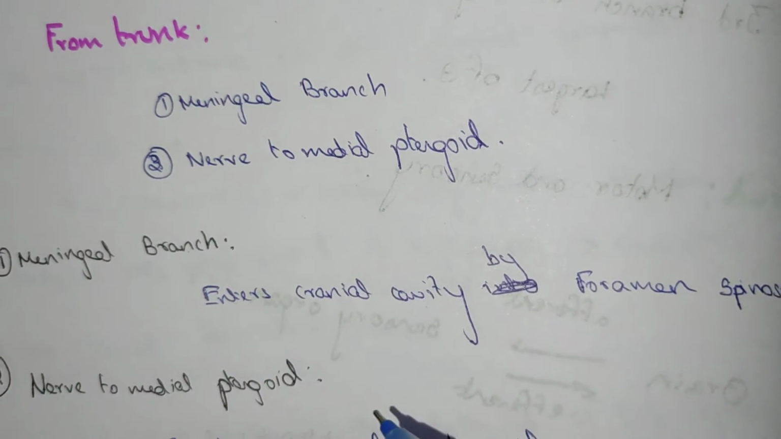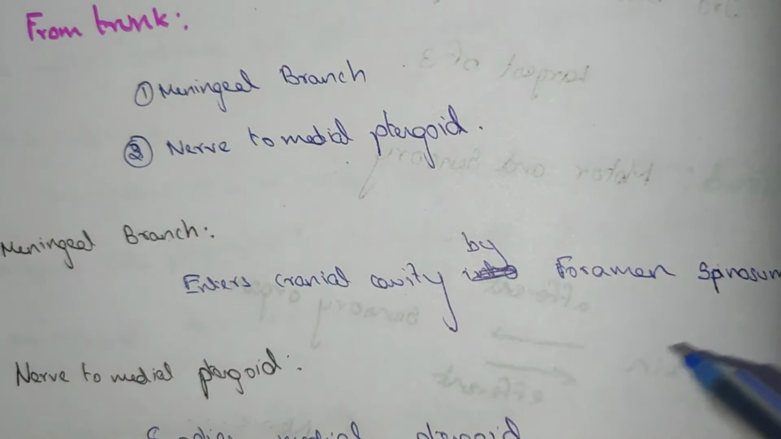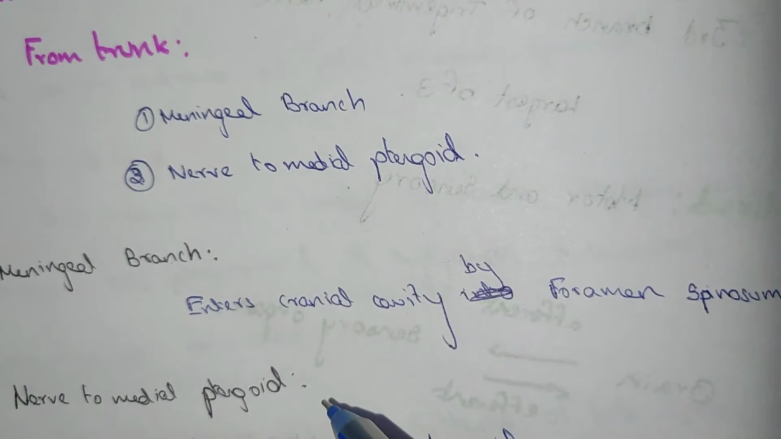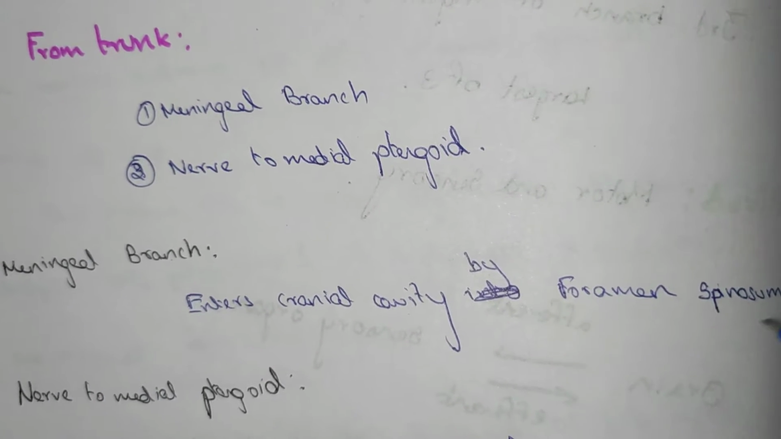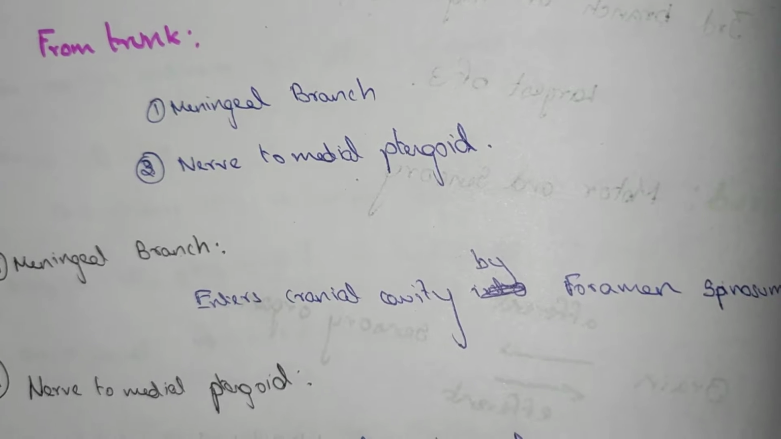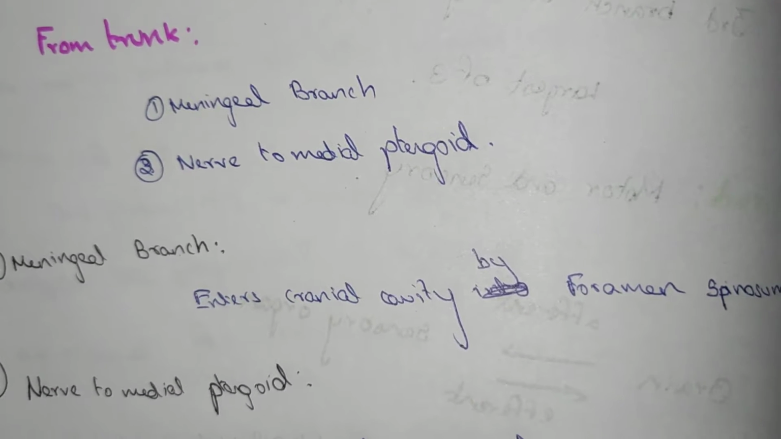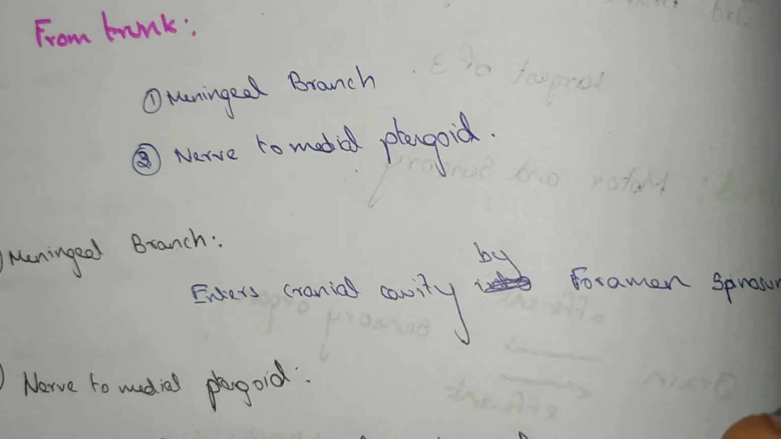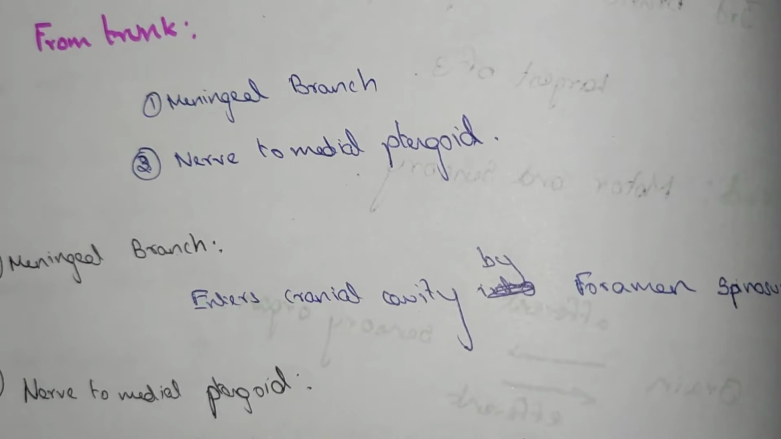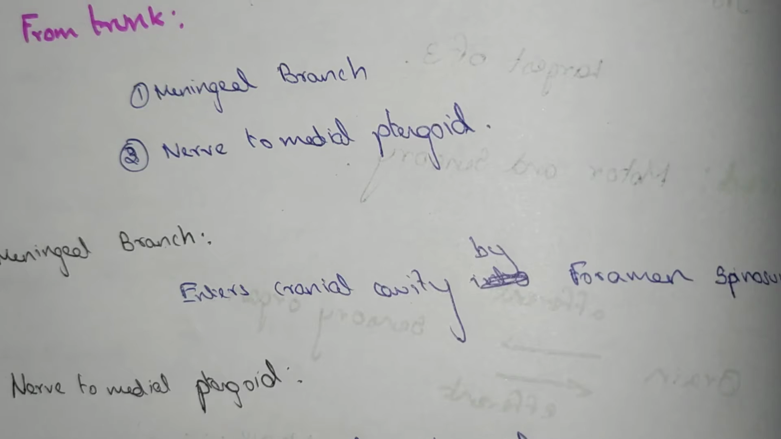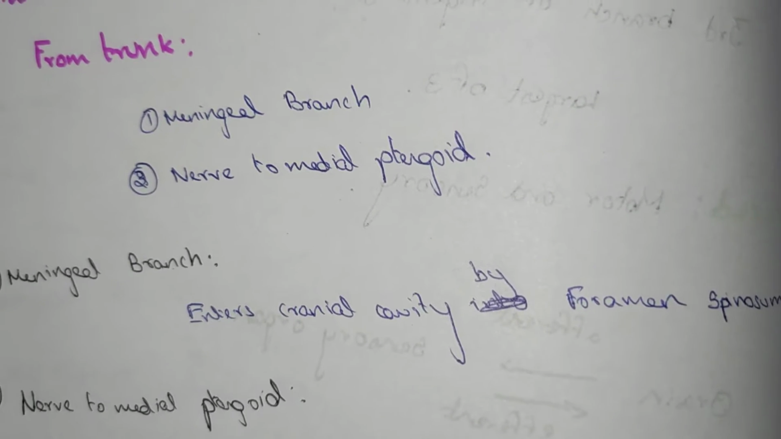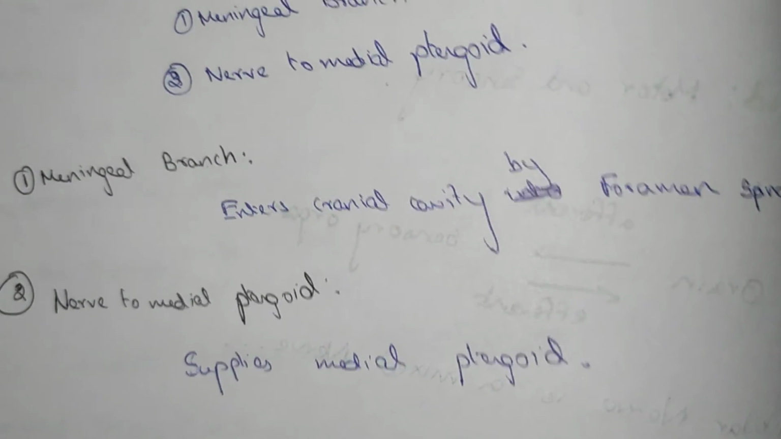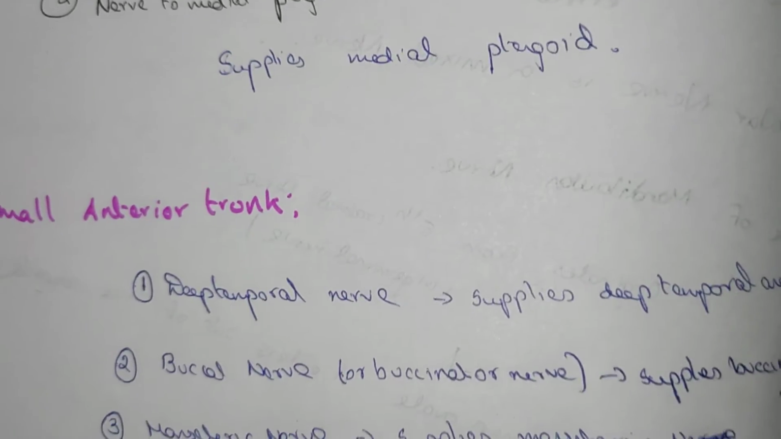The meningeal branch enters the cranial cavity again by the foramen spinosum and supplies the meninges. The nerve to medial pterygoid supplies the medial pterygoid muscle.